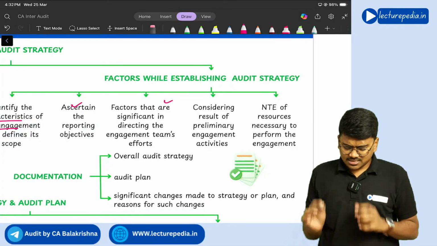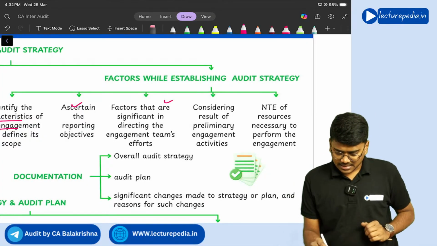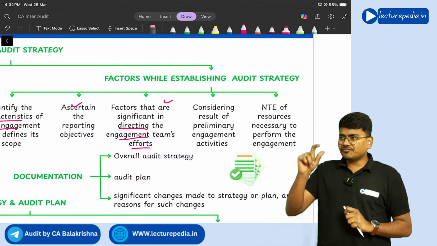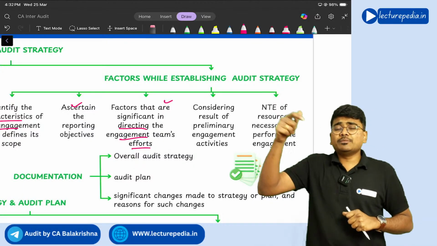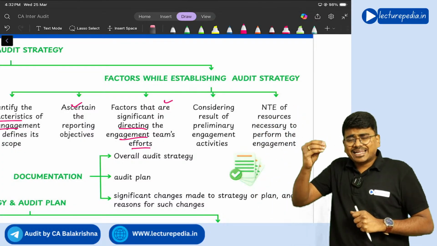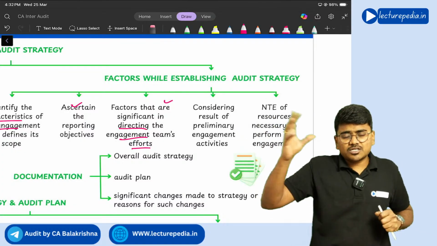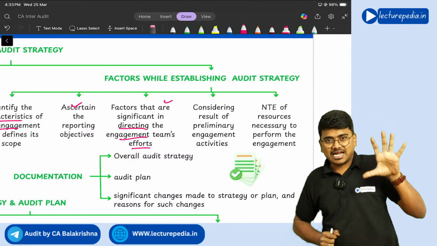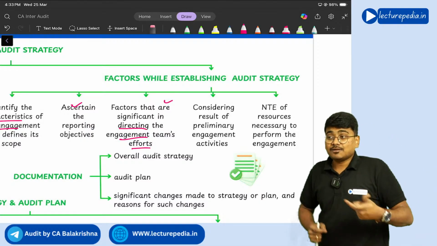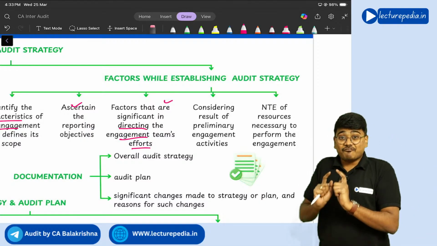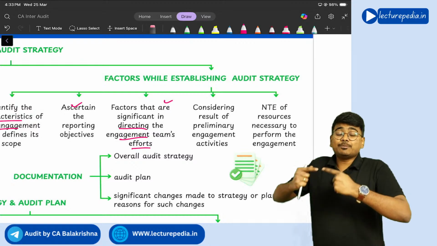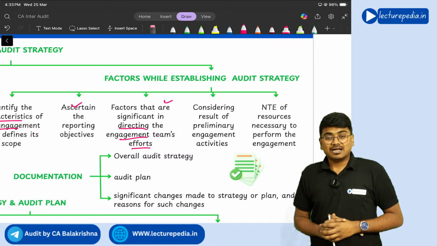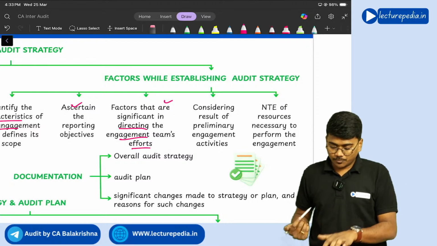Next, factors that are important in directing engagement team efforts. See, let's say for example, if in a particular area ROMM is high, will you direct more engagement team efforts to that area? Yes, of course. So while developing audit strategy, you should consider the areas where the engagement team efforts should be directed, where the more engagement team efforts should be directed. That is a third factor that you need to consider.